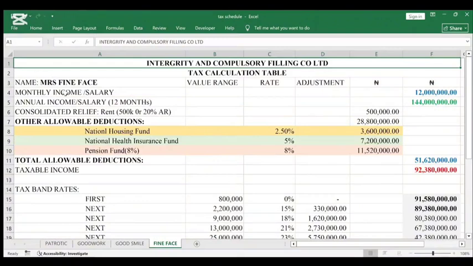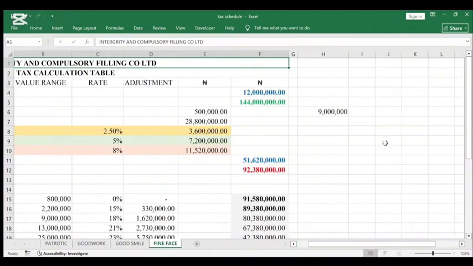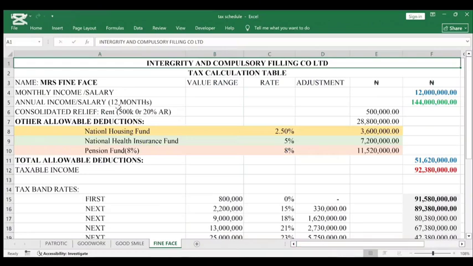Fineface, her annual income is more than 144 million, while her monthly income is 12 million per month. If we multiply that by 12, we have more than 144 million. So her rent, let's say her rent is 9 million naira every year. So 20% of that is 1.8 million. All right. Now 1.8 million is higher than the 500,000 naira capped by law. So that means you're going to take only 500,000 naira.